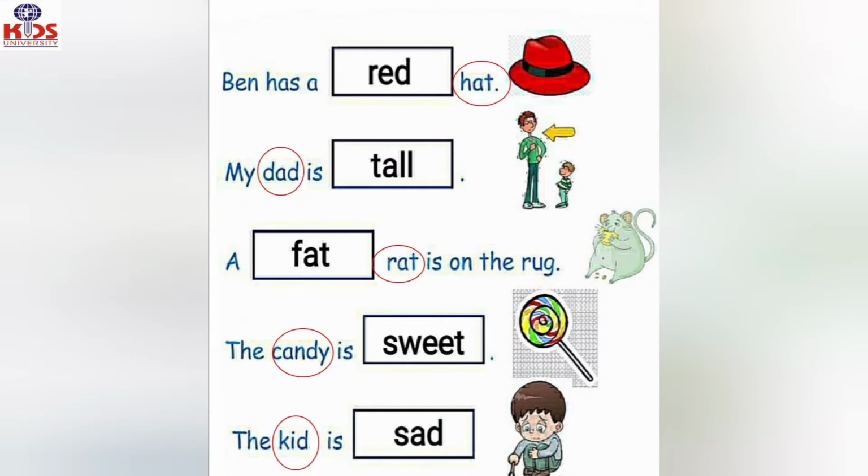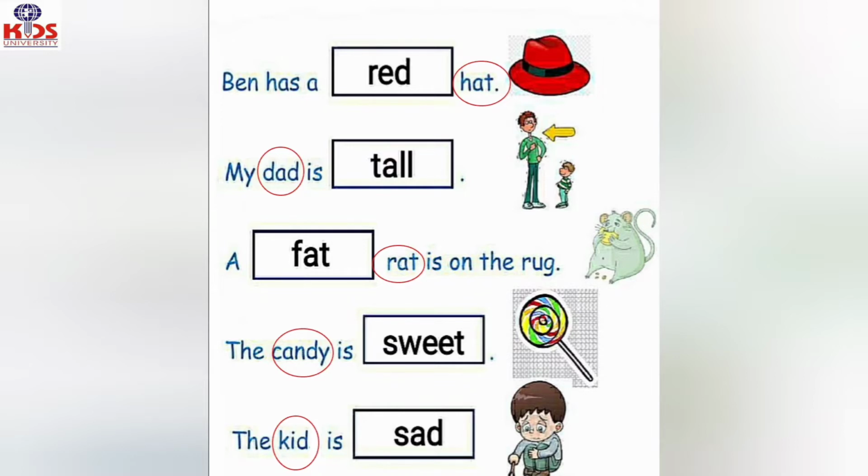Look at these sentences. Ben has a red hat. Here, red is an adjective and hat is a noun. It says that the hat is red in color. My dad is tall. Here, tall is a describing word for dad. And dad is a noun here. A fat rat is on the rug. Here, rat is a noun and fat is an adjective.